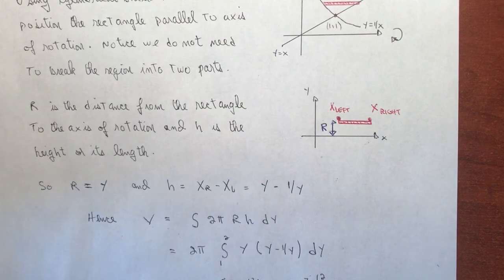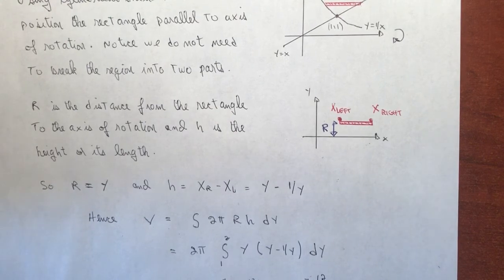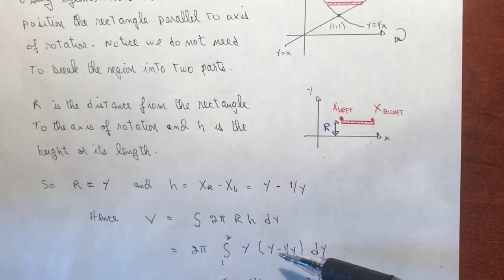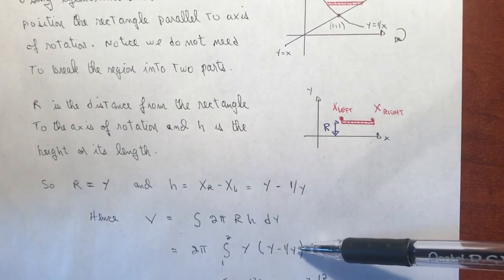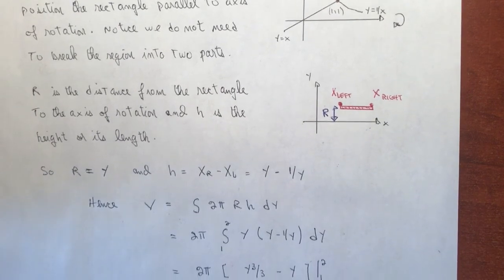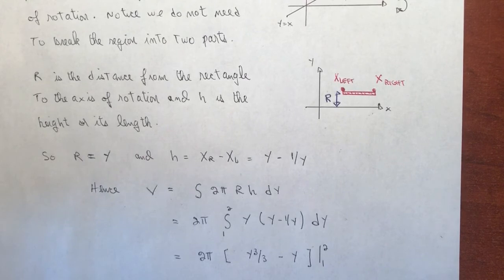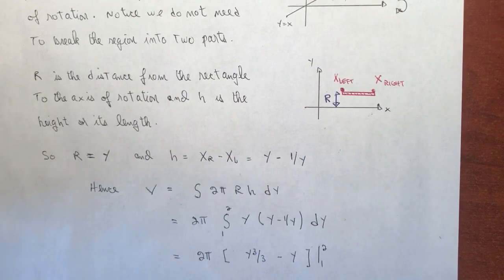So all we got to do is solve this, which looks a little simpler than the one using discs. So let's multiply it out. y times y is y squared. y times 1 over y is just 1. So the integral of y squared is y cubed over 3. The integral of 1 dy is y. Pull the 2 pi outside. My bounds are 1 and 2.